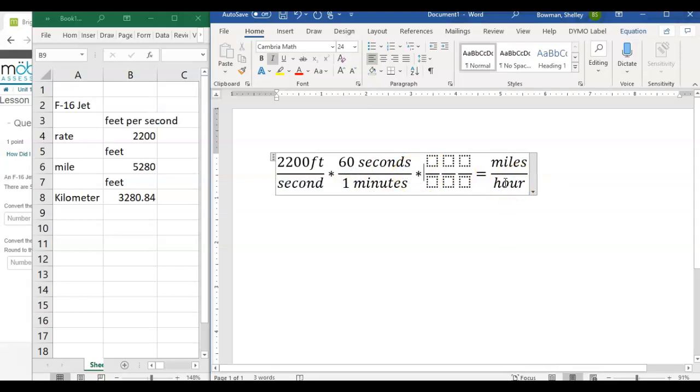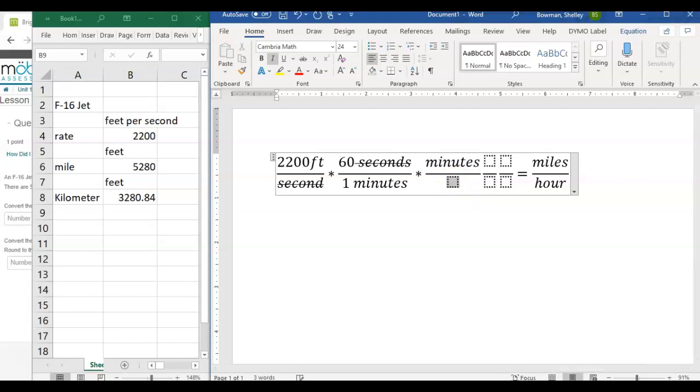Okay, so now I have seconds on the top and seconds on the bottom, and that means I can cancel those out, because I have one on top and one on bottom, and it's dividing. The next thing is I now have minutes on the bottom and I still need to get to hours. So I'm going to put minutes on the top because I want it to cancel. I have minutes and minutes, that's good. The next unit of measure is hour, which is great. That's where we're heading. And I know that 1 hour is the same as 60 minutes.